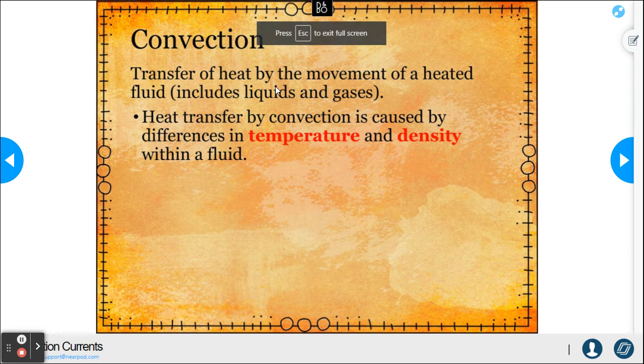Convection is the transfer of heat by the movement of a heated fluid, so it includes liquid or gases. Heat transfer by convection is caused by differences in temperature and density within a fluid. So you're writing the words temperature and density. Yes, we already took these notes. That's fine. I want you to have them again in your notes so you can see how important it is to understand this. So pause the video if you need to. Write temperature and density in your blanks on number 2.